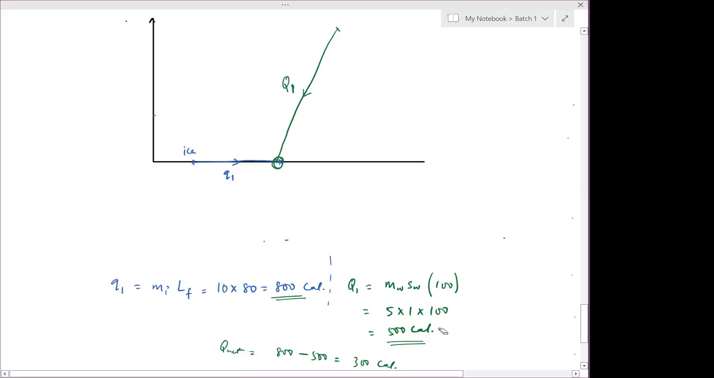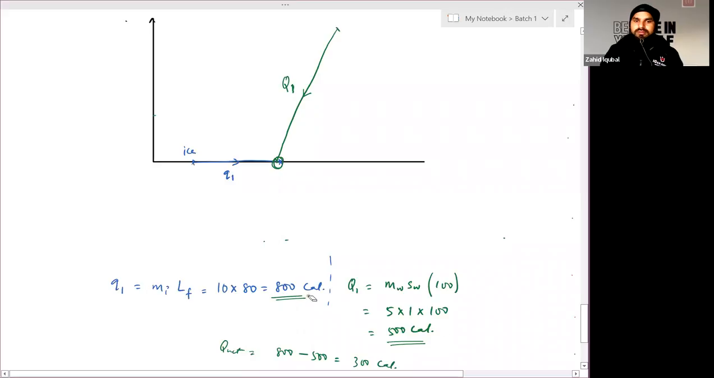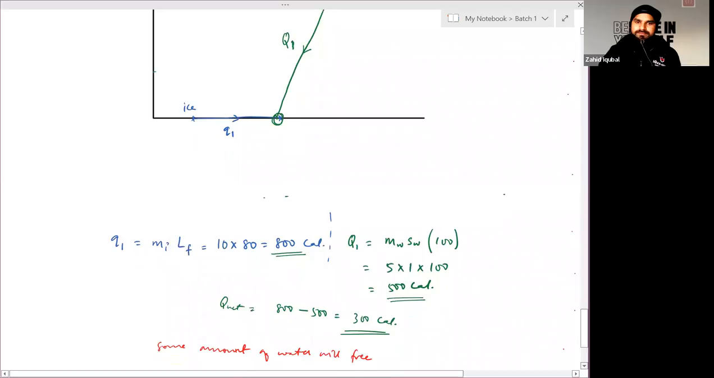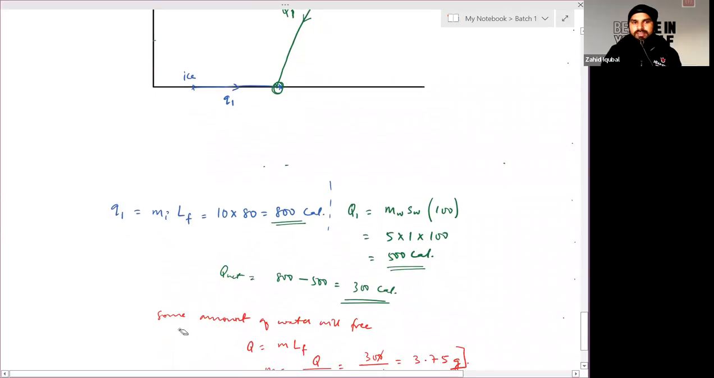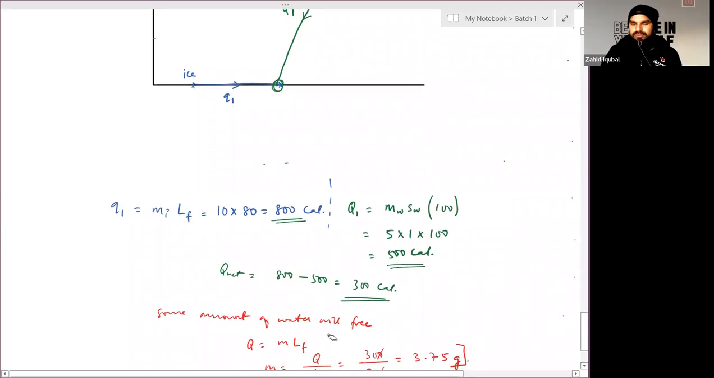No, sir, no doubt. So the larger cold energy will further try to freeze some amount of water from this state to ice. So I just calculated how much extra cold energy we have in this particular system. Q net is 800 minus 500, that is 300 calorie we have extra. And this equilibrium cold energy will try to freeze some amount of water.